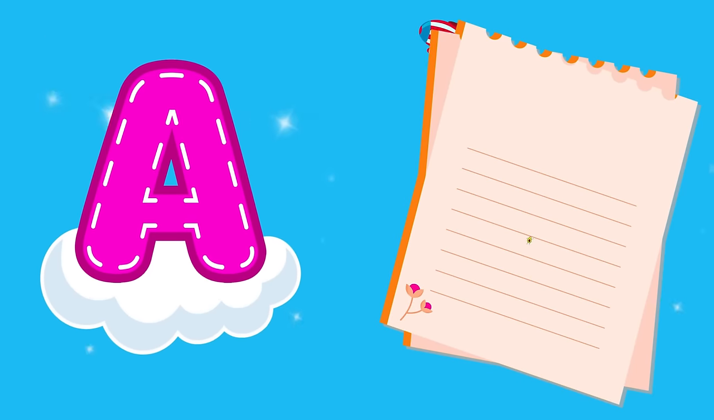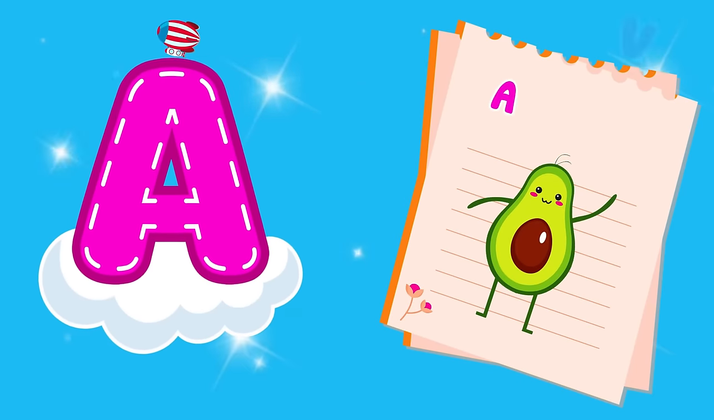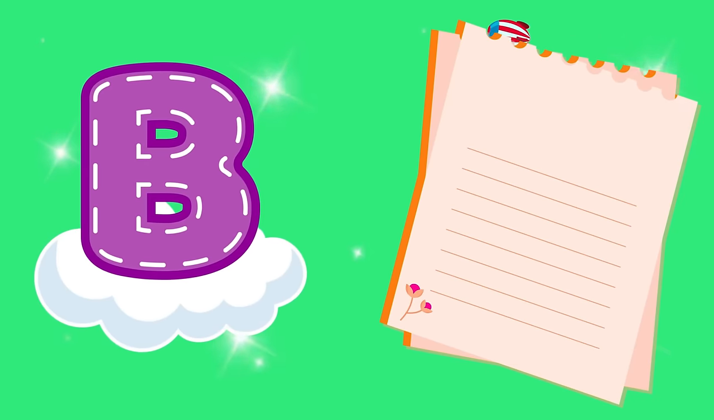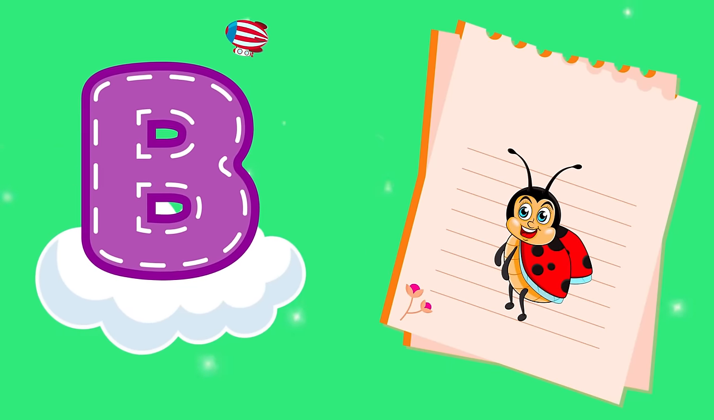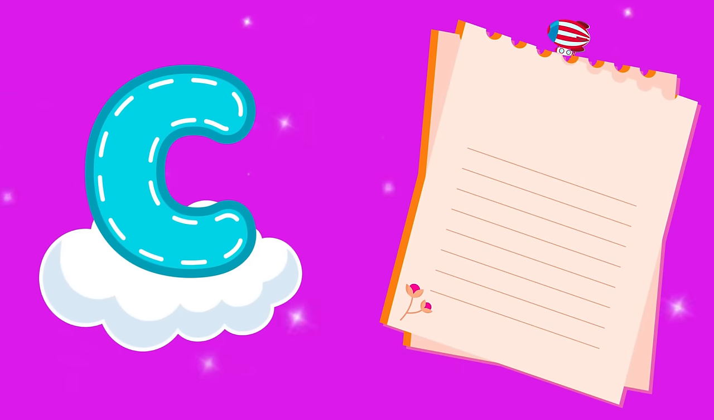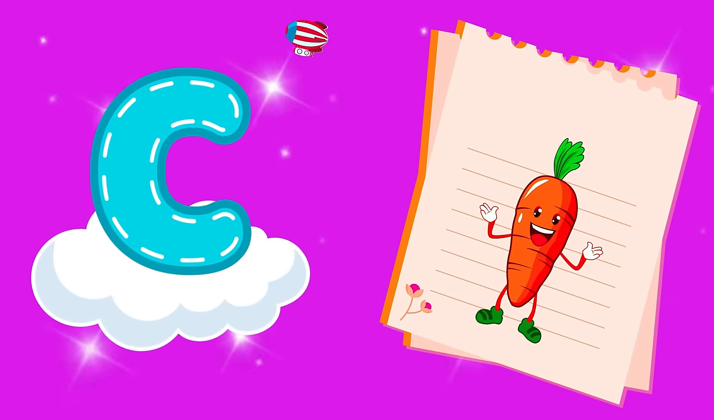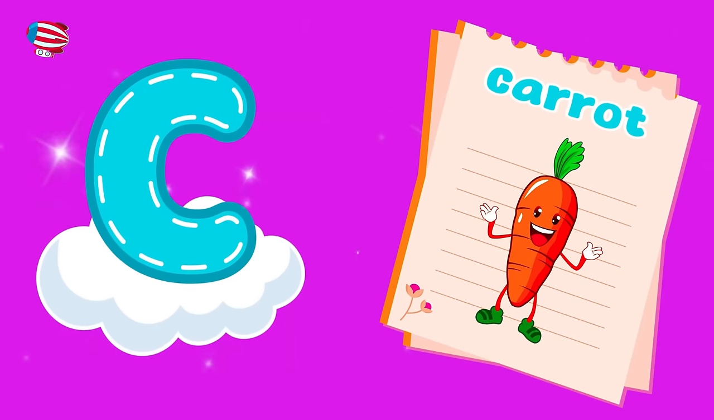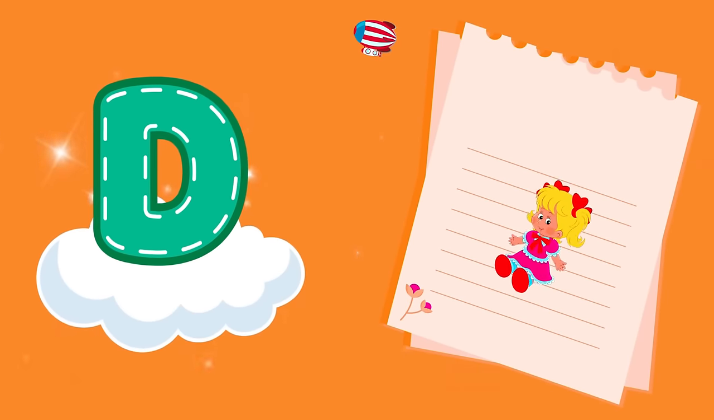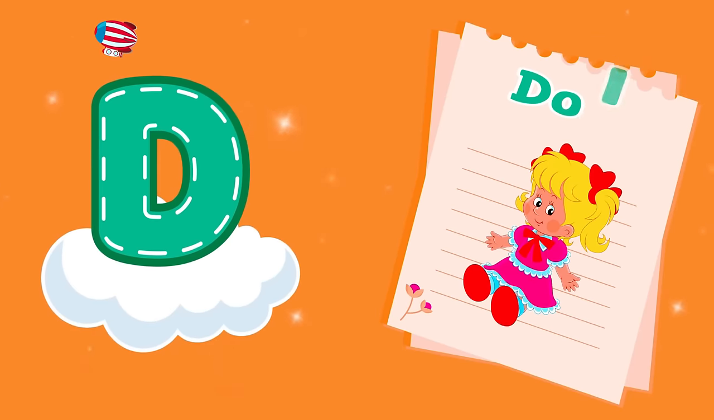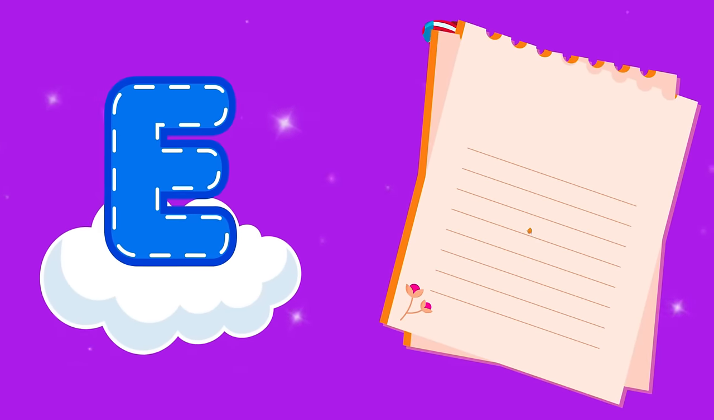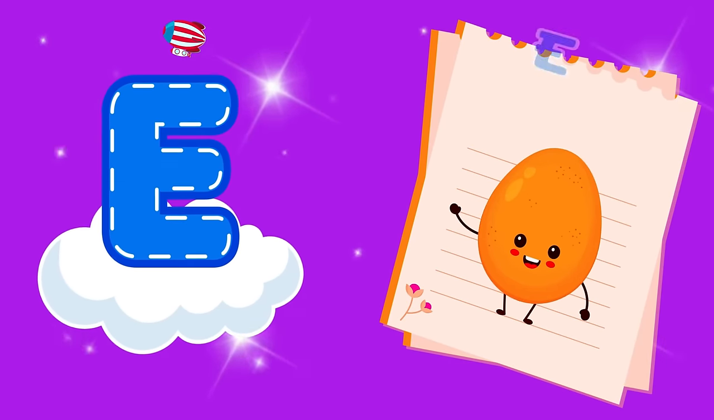A. Avocado. A is for avocado. B. Bug. B is for bug. C. Carrot. C is for carrot. D. Doll. D is for doll. E. Egg. E is for egg.